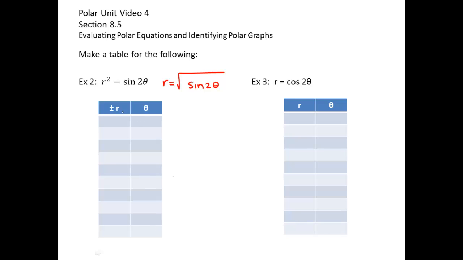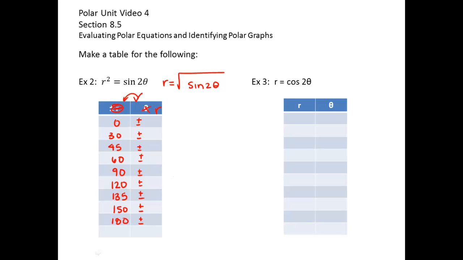So for this one, again, these are going to be backwards. So we're going to have theta here and r over there. We're going to write plus or minus, and I only have to go from 0 to 180 degrees. 135, 150, 180, and I can stop there because you will see them repeat. If that's a little confusing to you, I will definitely explain it in person.